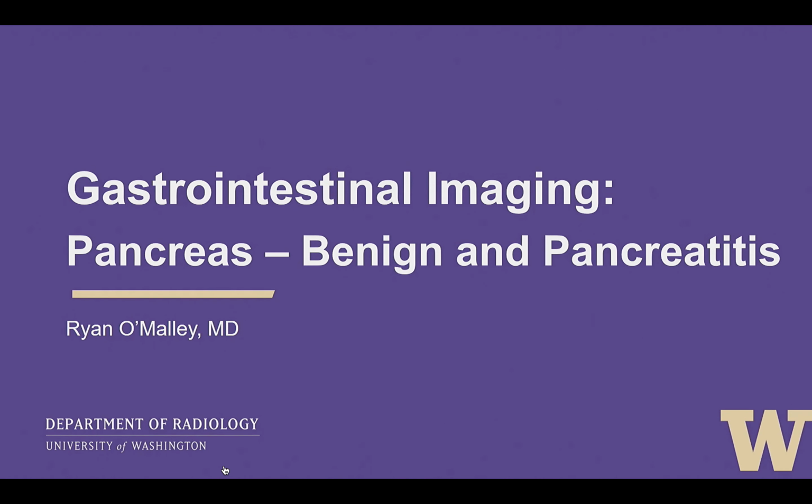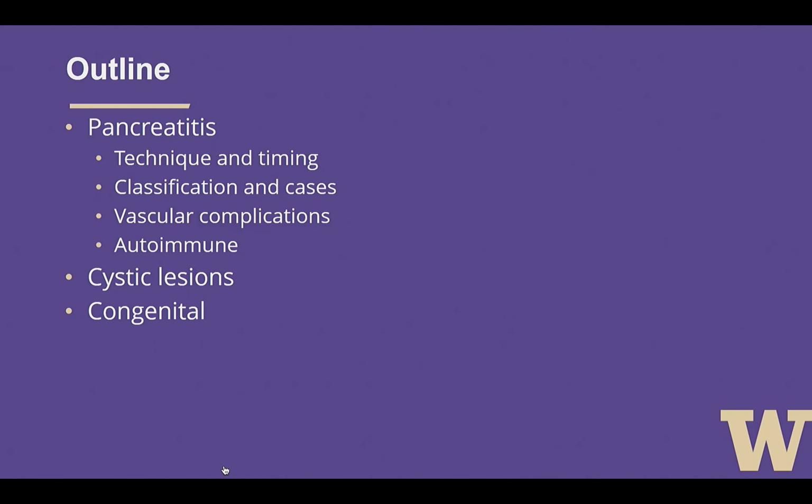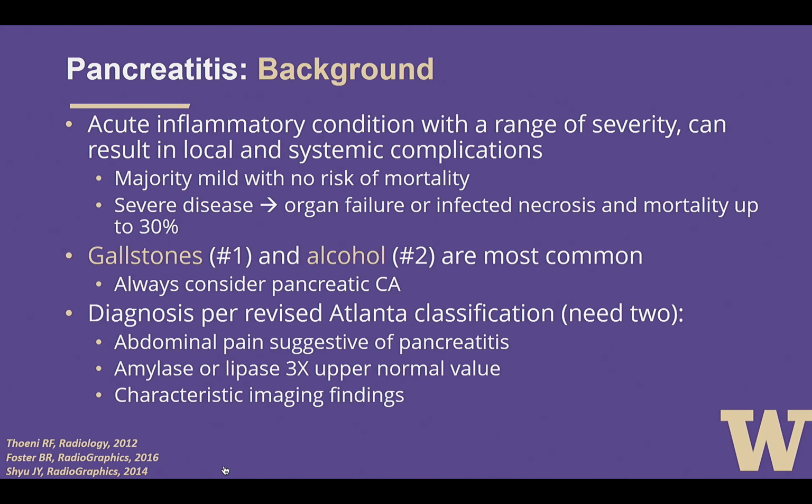The topic is actually benign pancreatitis. This is a didactic session. I have no disclosures relevant to this talk. We're going to try to cover a lot of ground here in 15 minutes. We'll spend the first part talking about acute pancreatitis, specifically focusing on the revised Atlanta classification regarding the terminology and the subcategorization of the findings. Talking a little bit about the imaging, the complications, then we'll talk about autoimmune pancreatitis, followed by benign cystic pancreatic lesions and congenital abnormalities in the pancreas.